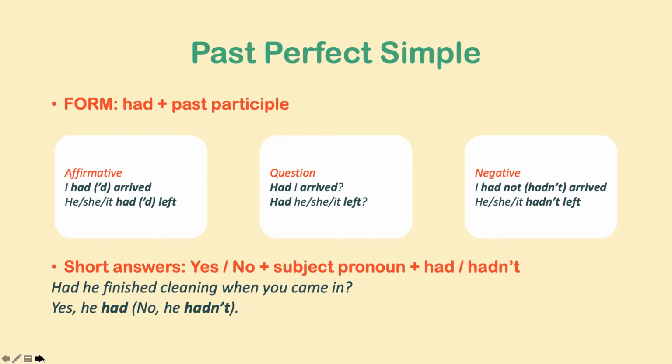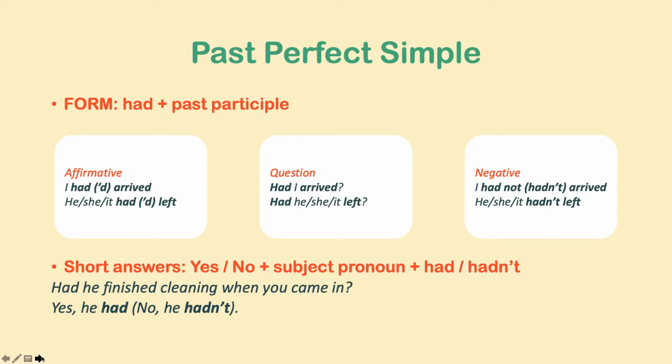For irregular verbs, we use had and the irregular past participle. So for example, we say, I, you, he, she, it, had left, etc. In the question we say, had he left, had she left, had it left, and in the negative we say, he hadn't left, she hadn't left, it hadn't left, etc.